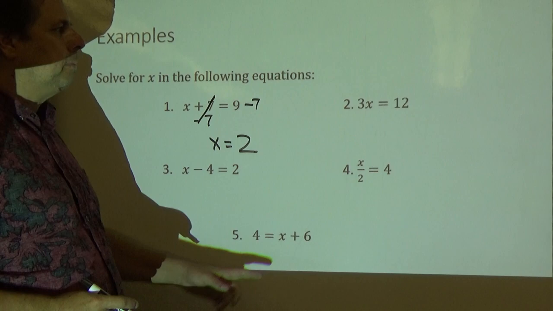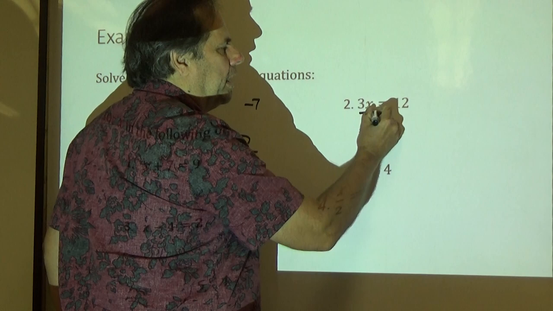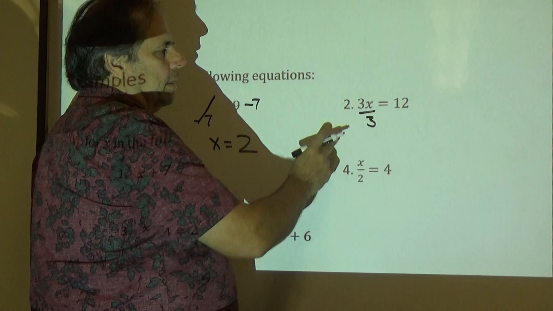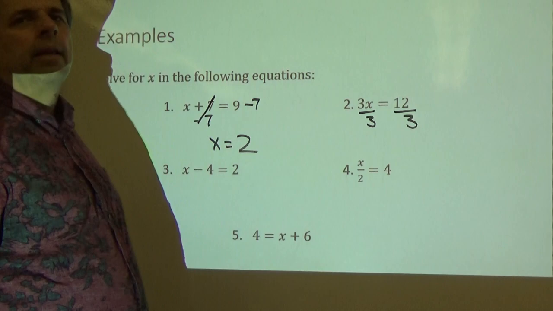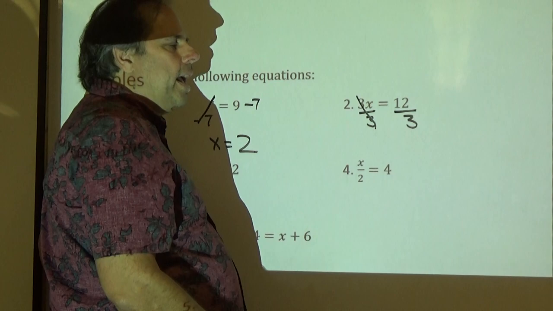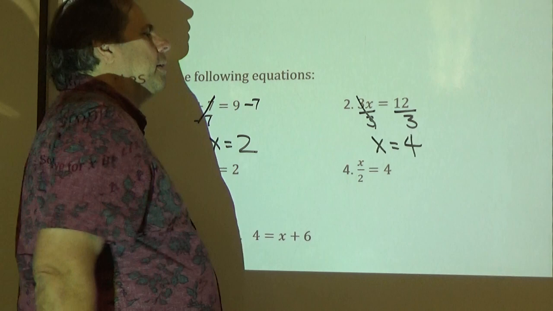Again, if I'm going too fast, back up and watch it again, please. 3x equals 12. Got to get rid of this 3. How do we get rid of the 3? This is 3 times x. We'll divide by 3. 3 over 3 is 1. If I'm going to divide one side by 3, I have to divide the other side by 3. 3 over 3, those go away. I'm left with just x over here. 12 divided by 3 is 4.